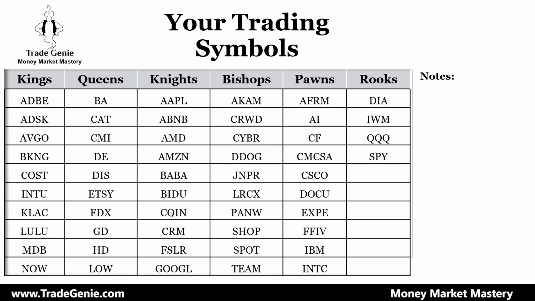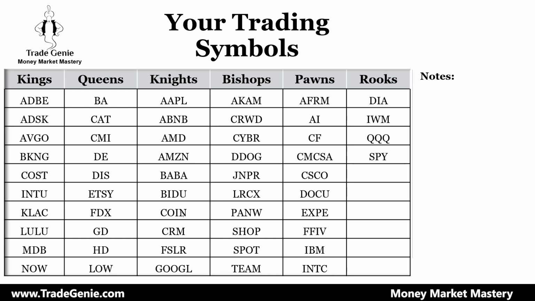Now the knights. So think about this. They are always, people are trading these: Apple, Airbnb, AMD, Amazon, Baba, Baidu, Coin, CRM, FSLR, Google. And when they move, I can read them. So I can go as low as the tick chart. Not all symbols you can read. In my opinion, you cannot read all symbols on the tick chart, but these you can read on the tick charts, or you can read as low as 5 minutes.